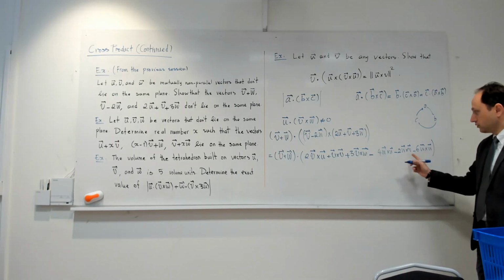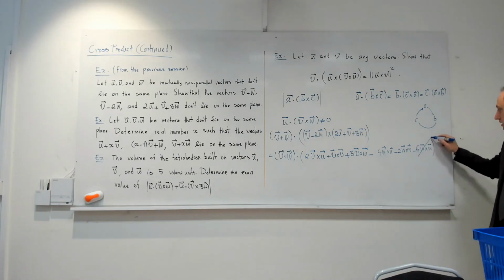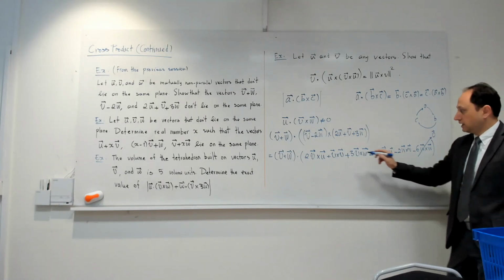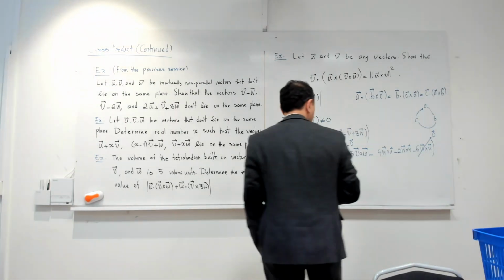And I will try to simplify this as much as possible. So immediately you realize that this term is the 0 vector because I am multiplying a vector by itself, and I am doing the same thing here. So these are 0 vectors. But can I simplify this more?